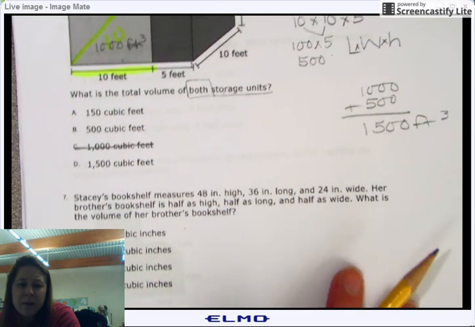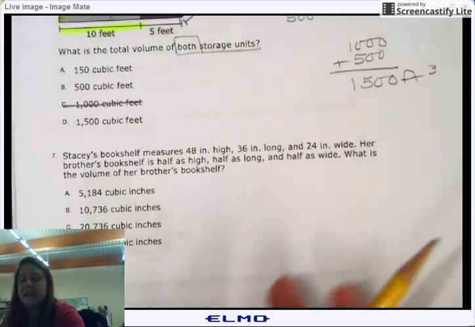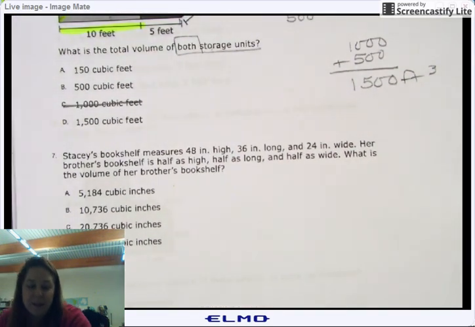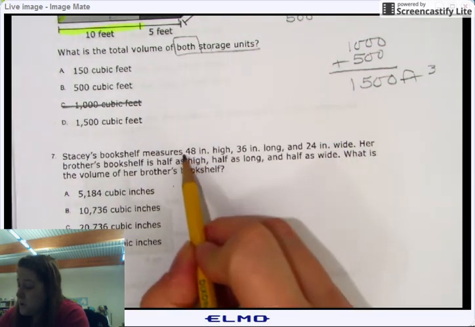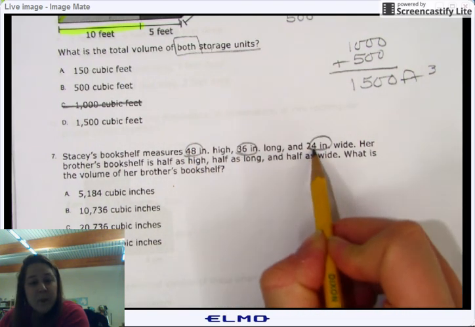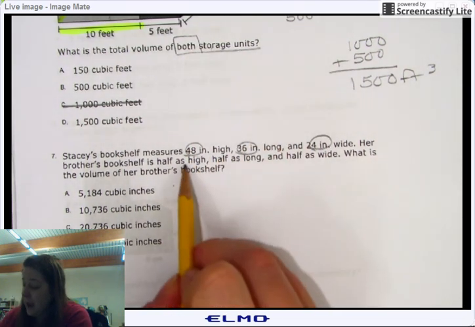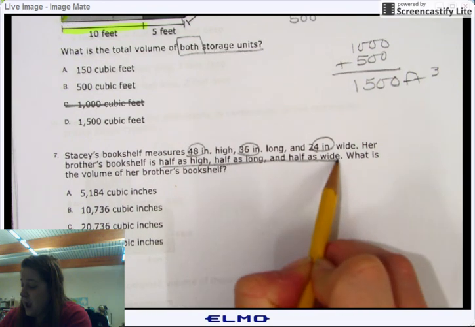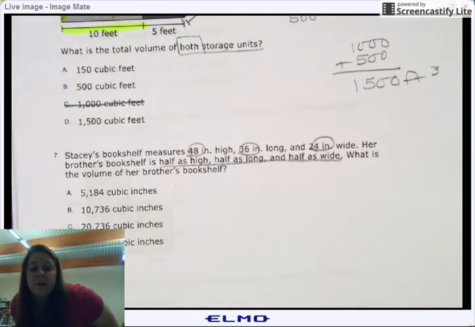Okay? I'm not going to mark it, so that if you're really listening to me, you won't just be circling either. Stacy's bookshelf measures 48 inches high, 36 inches long, and 24 inches wide. Her brother's bookshelf is half as high, half as long, and half as wide. What is the volume of her brother's bookshelf? So I'm going to circle my numbers here. But then the key word is half. Half as high, half as long, half as wide. And what is the volume?